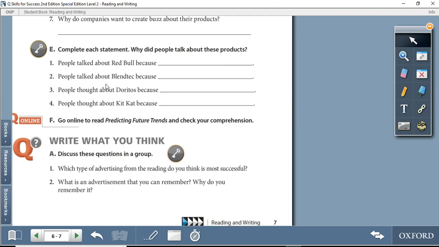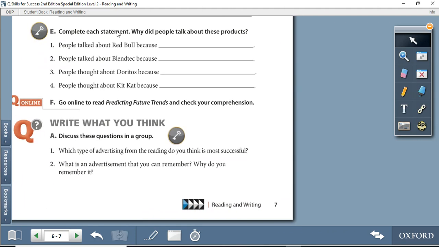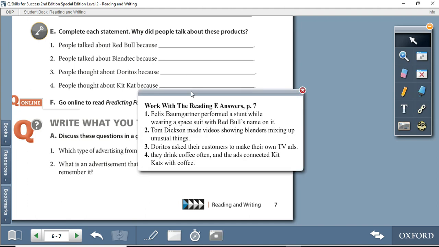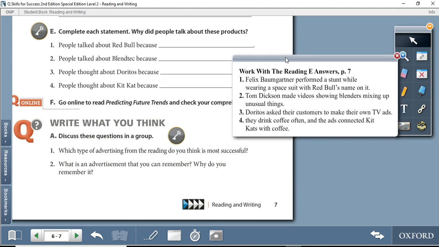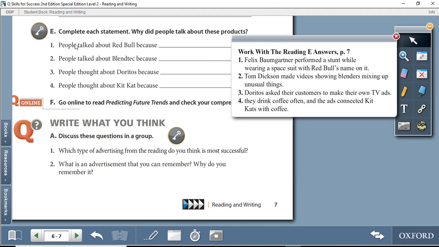Moving on to activity E, complete each statement. Why did people talk about these products? So you need to complete the following statements. The first one is, people talked about Red Bull because. You need to write the reason why. Because Felix Baumgartner performed a stunt while wearing a spacesuit with the Red Bull's name on it. 2. People talked about Blendtec because Tom Dixon made videos showing blenders mixing up unusual things.